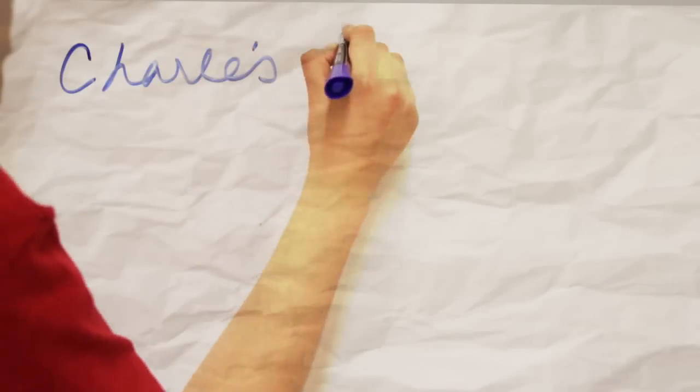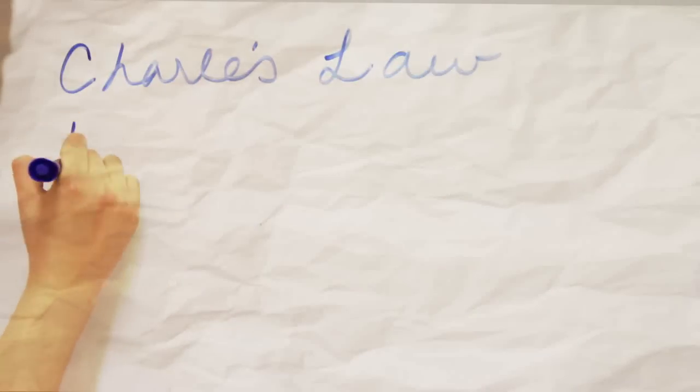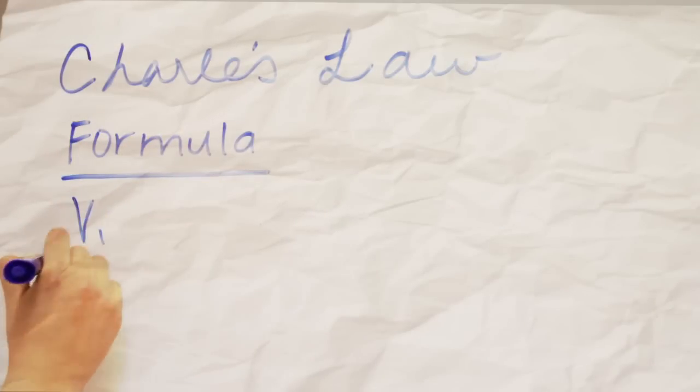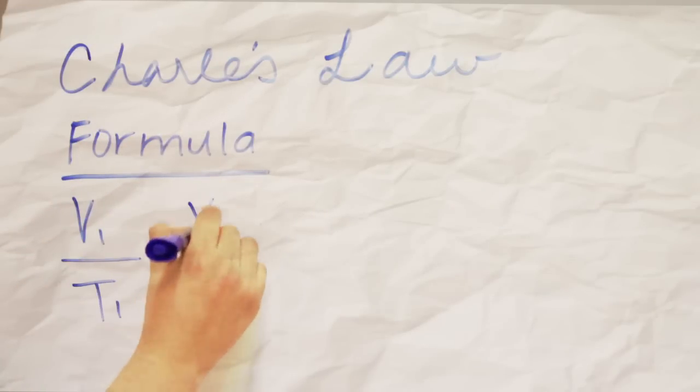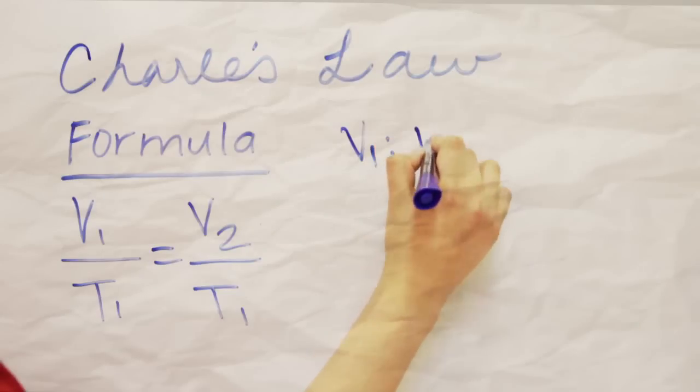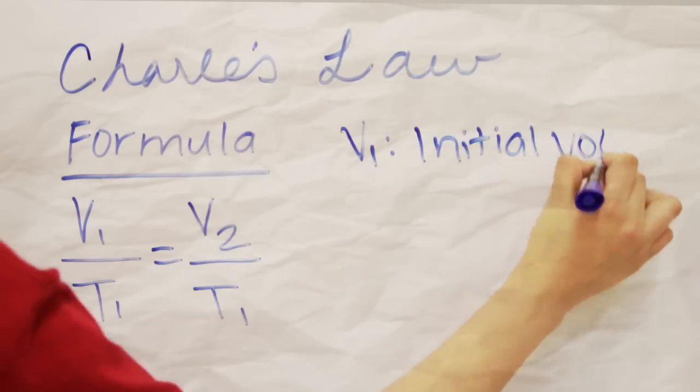Charles' law. It is a special case of the ideal gas law. This law only applies to ideal gases held at a constant volume, allowing only the pressure and temperature to change. The formula is V1 over T1 is equal to V2 over T2.